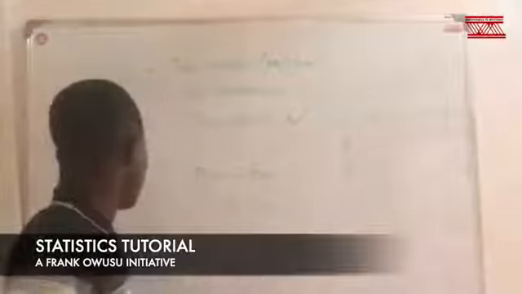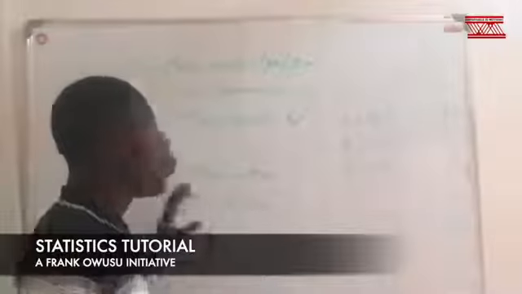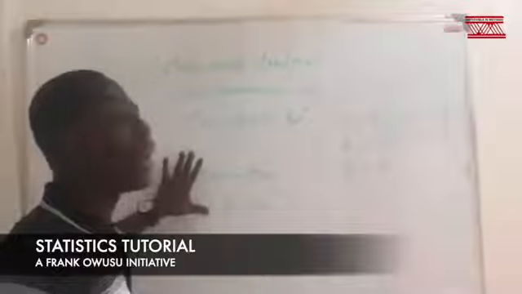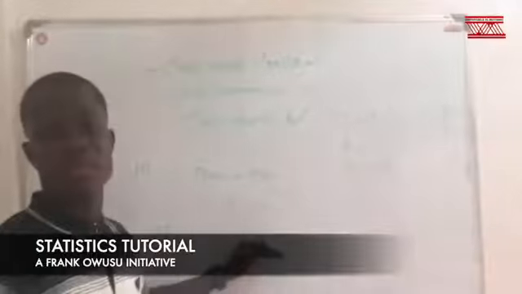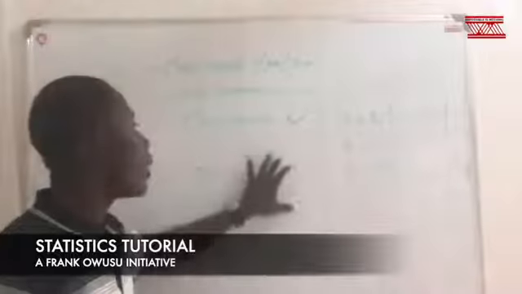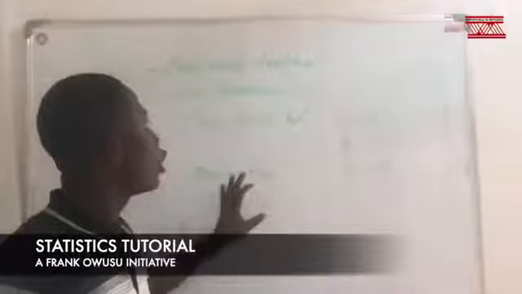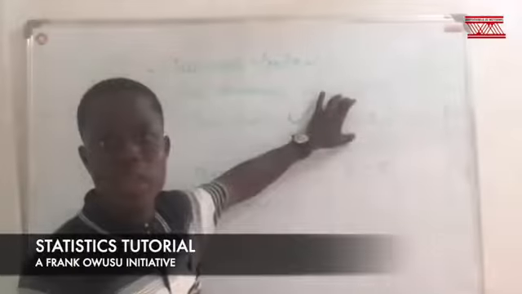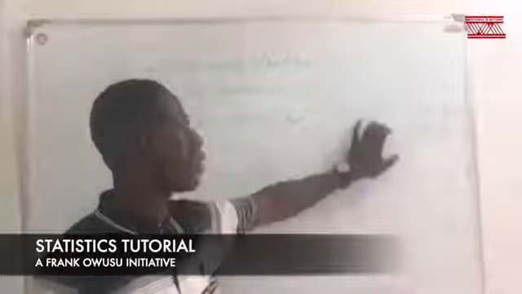So when you are asked to solve the class weight, we use two formulas. The first one is to take the difference between your maximum number and your minimum number and divide by the number of classes. Or you can take the difference between the first lower class limit and the second lower class limit, or the first upper class limit and the second upper class limit.